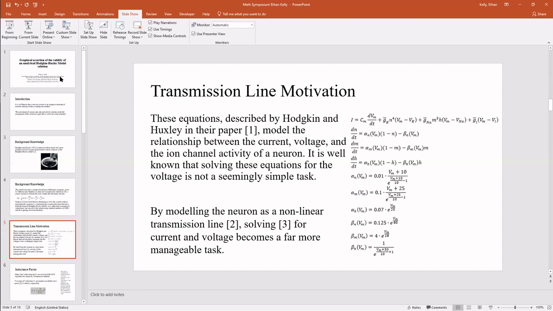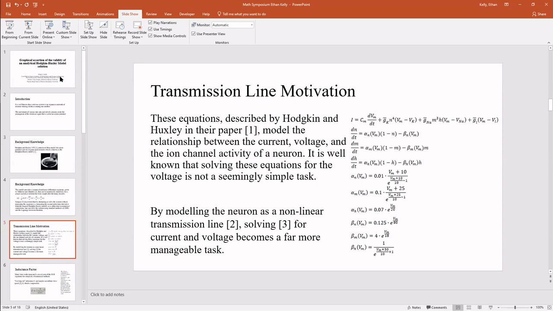However, the key piece to this, I think, is modeling it as a transmission line. This really helps a lot, as my research professor found in his paper. And by modeling the neuron as a nonlinear transmission line, solving it is possible using, as previously mentioned, ordinary differential equations and the Lagrange inversion theorem.